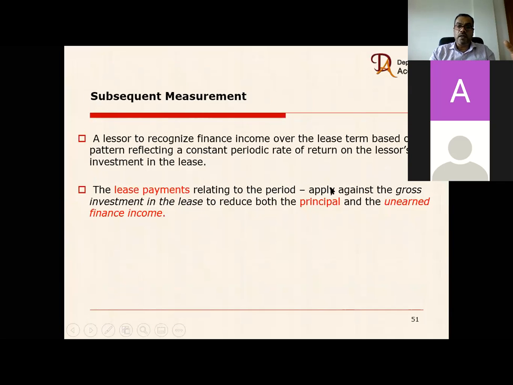Lease payment relating to the period applies against the gross investment in the lease, reducing both principal and unearned finance income. So every time you need to deduct the receivable by the amount paid by the lessee and add the interest component to the receivable amount. So same procedure that you applied in the case of lessee's books. This is the reversal in the lessor's book.